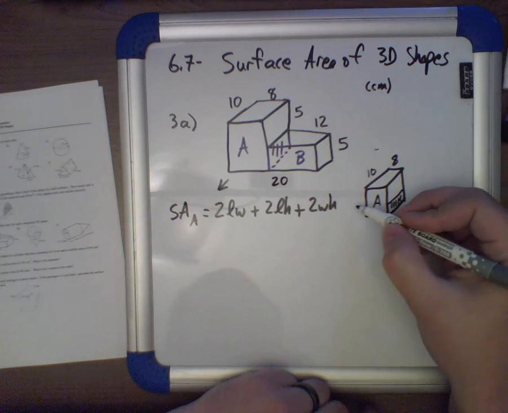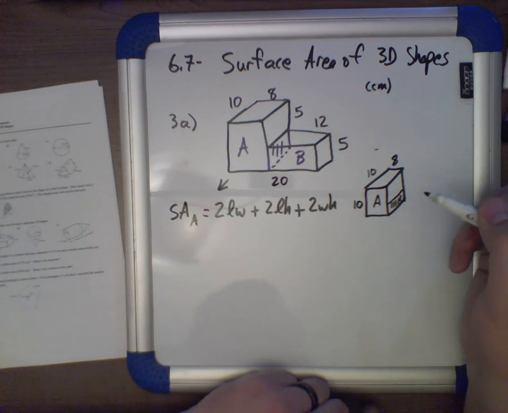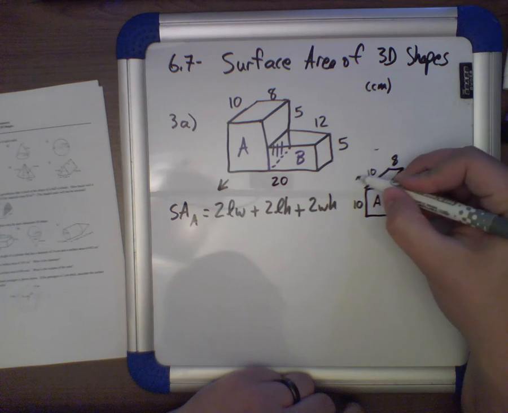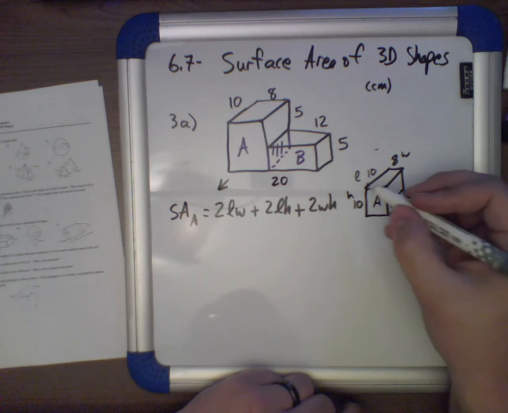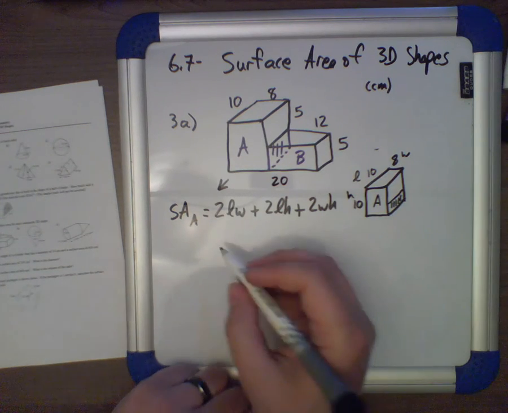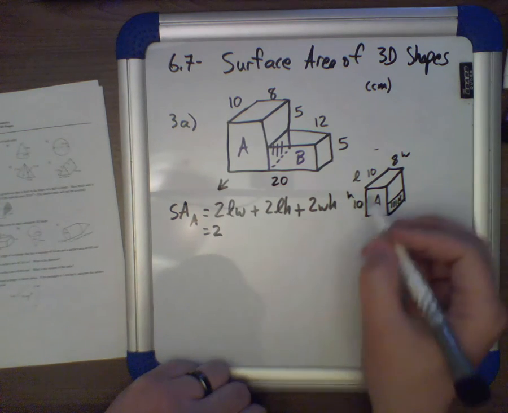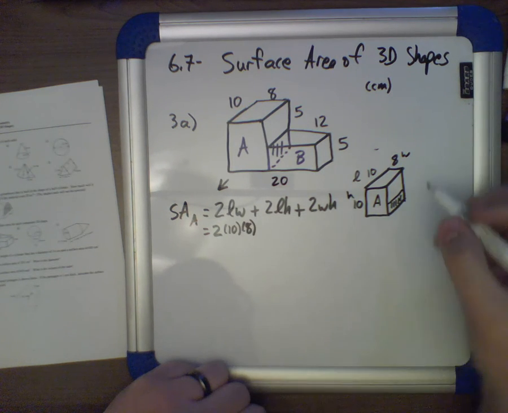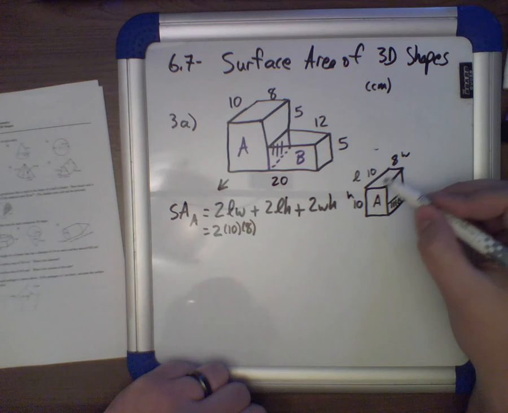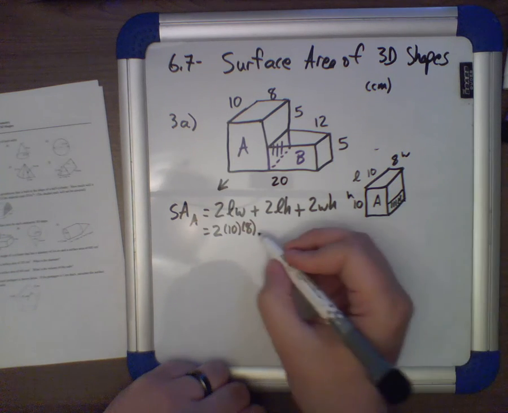So the height is going to be 10. And let's label length, width, and height. Let's plug in our values. So 2LW, 2 times length, which is 10, times the width, which is 8. So in other words, we're doing 10 times 8. We're finding the area of the top and the bottom.